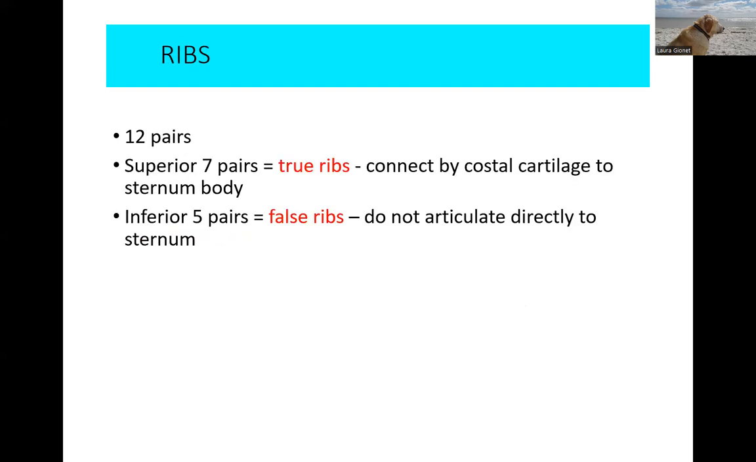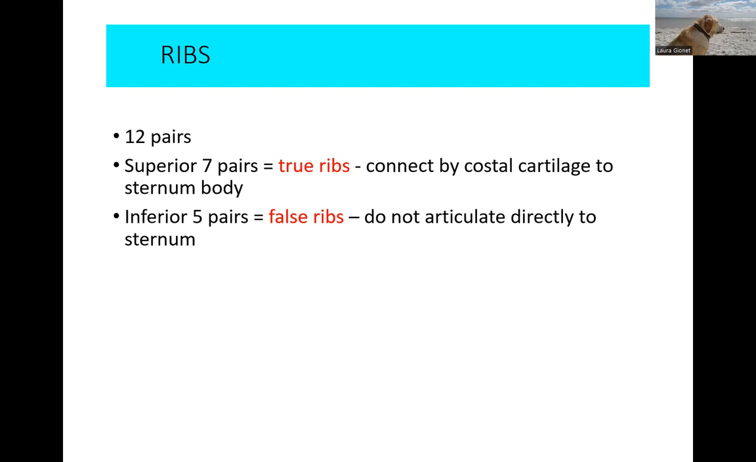Right, the ribs. As I stated before, we have 12 pairs of ribs. When we count from superior to inferior, the first 7 pairs of ribs are considered true ribs, quote unquote. They connect directly with costal cartilage to the sternum. Now, the next 5 ribs, 8 through 10, or actually, let me back up. Ribs 8 through 12 are called false ribs.